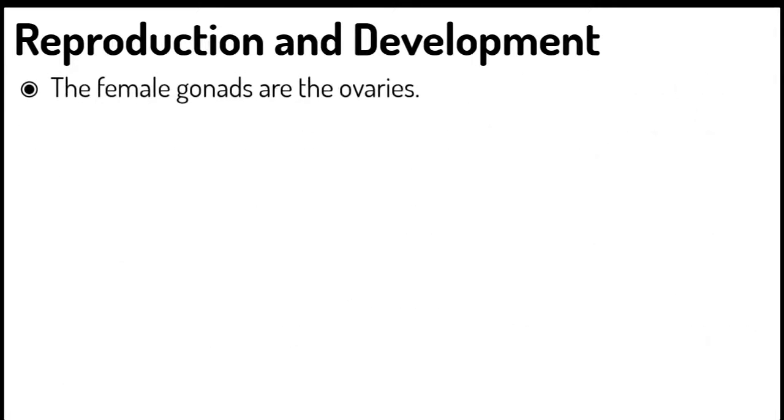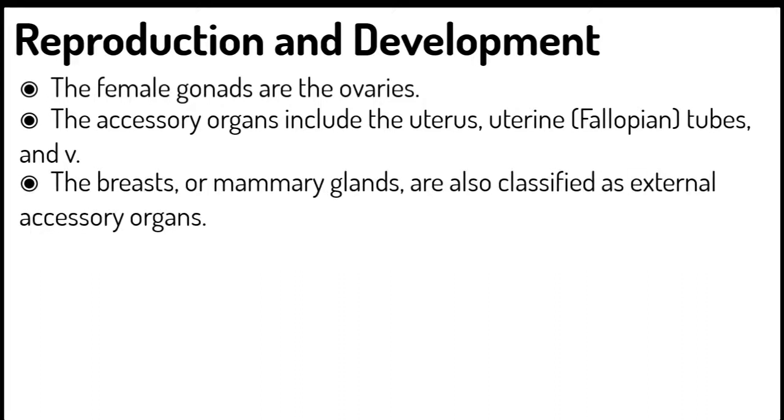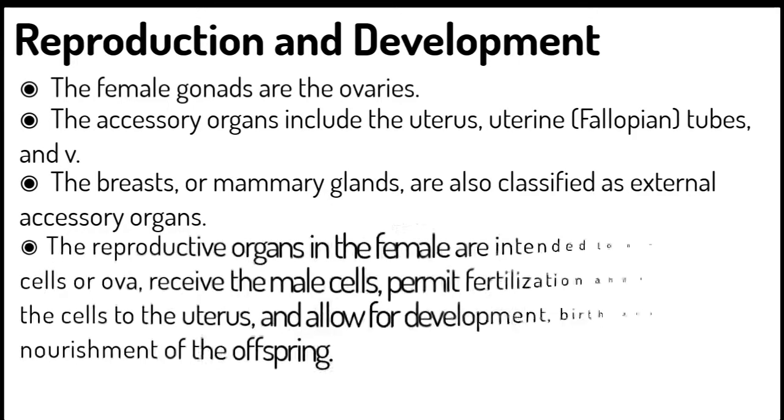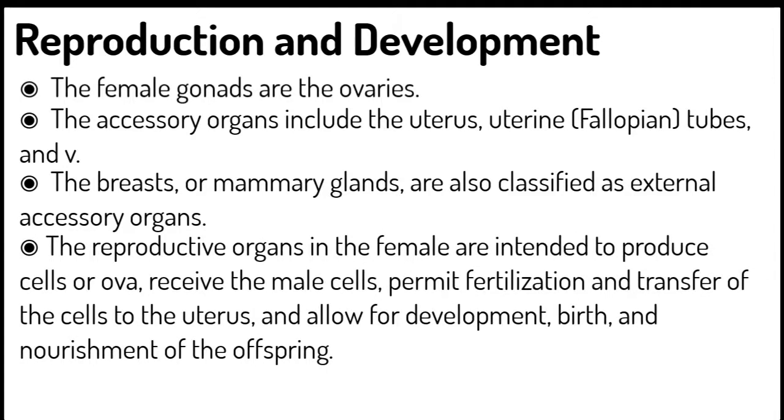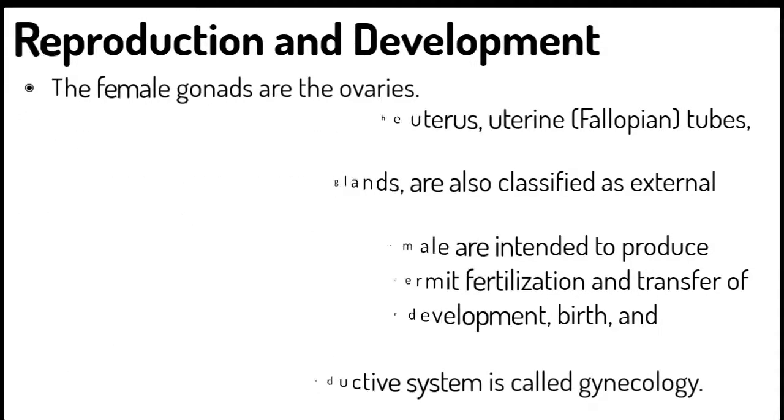The female gonads are the ovaries. The accessory organs include the uterus, uterine fallopian tubes, and vagina. The breasts or mammary glands are also classified as external accessory sex organs. The reproductive organs in the female are intended to produce sex cells or ova, receive the male sex cells, permit fertilization and transfer of the sex cells to the uterus, and allow for development, birth, and nourishment of the offspring. Study of the female reproductive system is called gynecology.